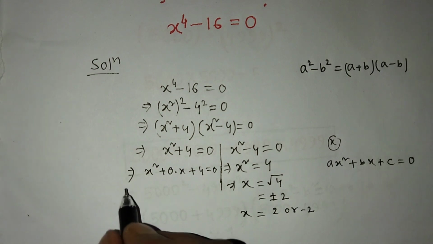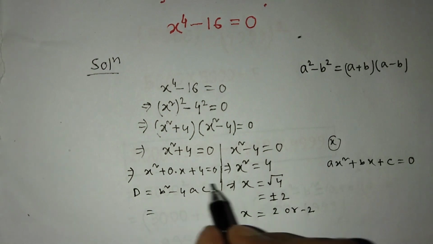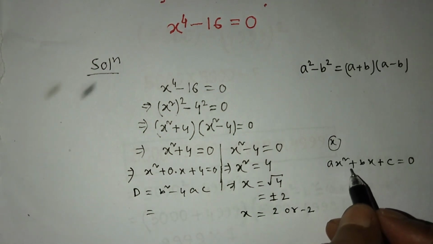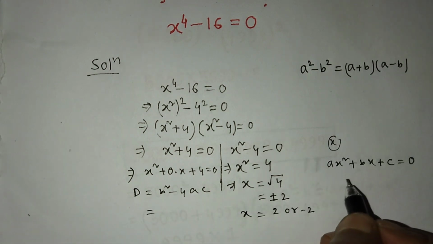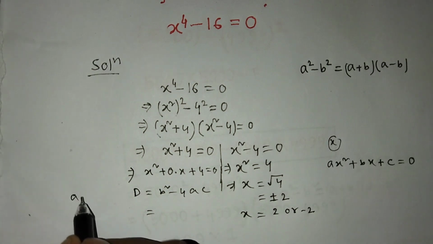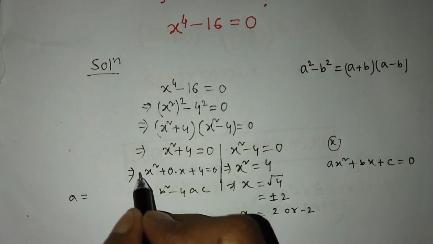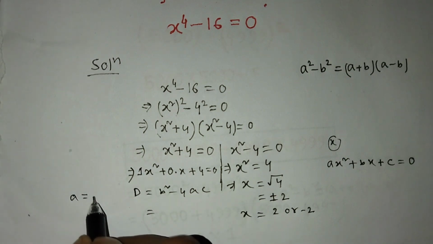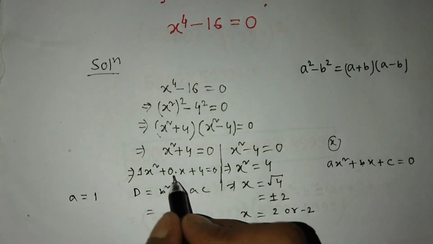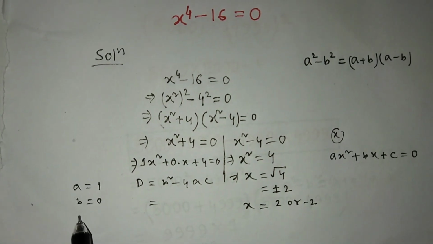So my dear student, b square minus 4ac, this is the formula of the discriminant. Okay student, so if you compare this equation with this equation, then we can easily get the values of a, b and c. In the place of a there is no number, so you have to take 1. So the value of a will be 1, and in the place of b here is 0, so b is equal to 0, and in the place of c here is 4, so the value of c will be 4.